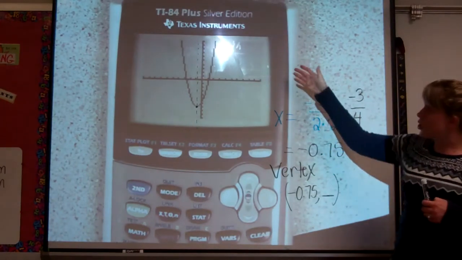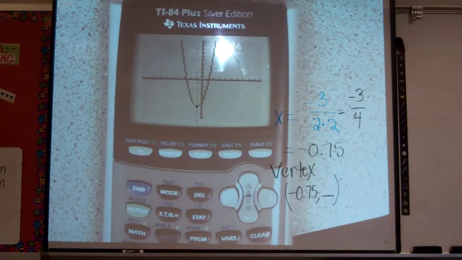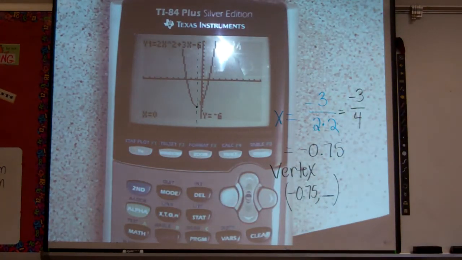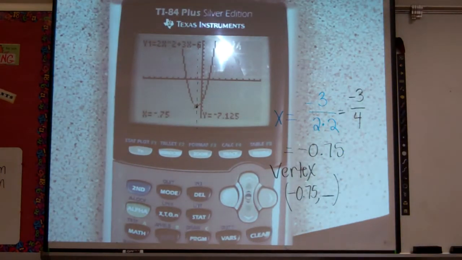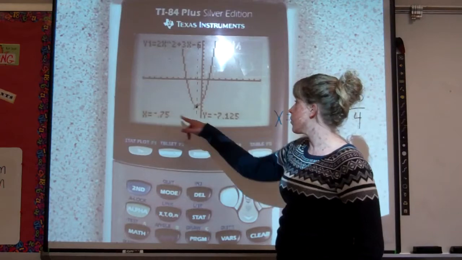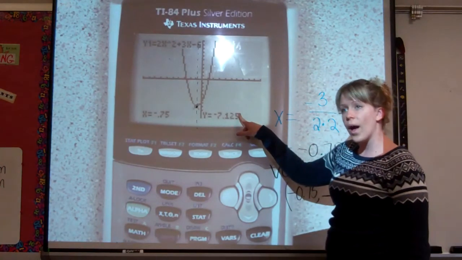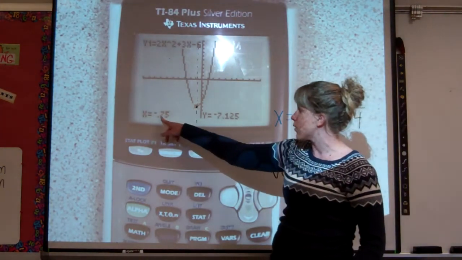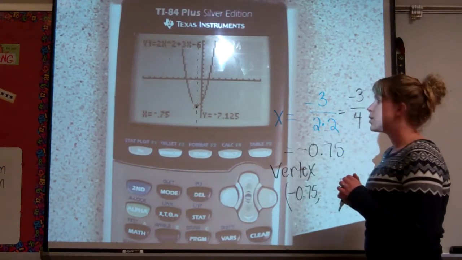Now that's very easy in your graphing calculator because if you press the trace button, T-R-A-C-E, right next to the graph button, and then type in negative 0.75, or whatever value you get for your axis of symmetry, and then press enter, it automatically moves the cursor directly to the vertex point, which right here is at negative 0.75, and it tells you exactly where the y value that corresponds with it is. In this case, the y value that corresponds with negative 0.75 is negative 7.125.